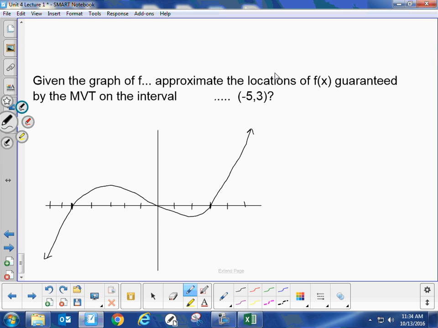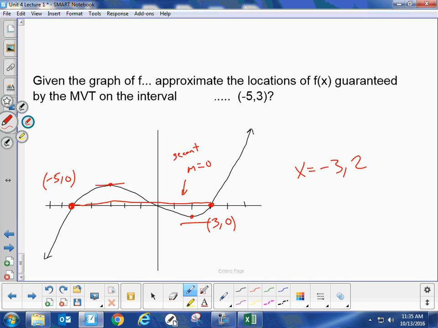Did you get it, Ms. Cha? What'd you get? Yeah, -3 and 2 is correct because we have this point -5, 0. We have this point 3, 0. That means the secant line will have a slope of 0. Well, I just need to figure out where we have a tangent slope that is equal to 0 that'll occur here and here. So when x is -3 and 2.